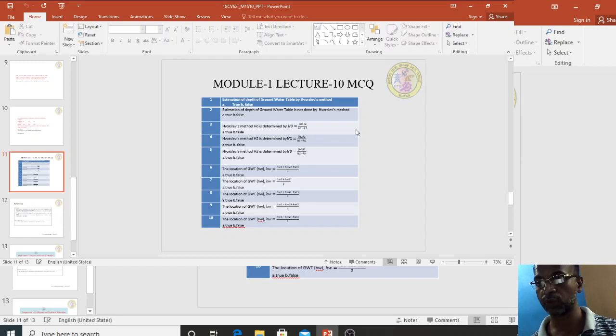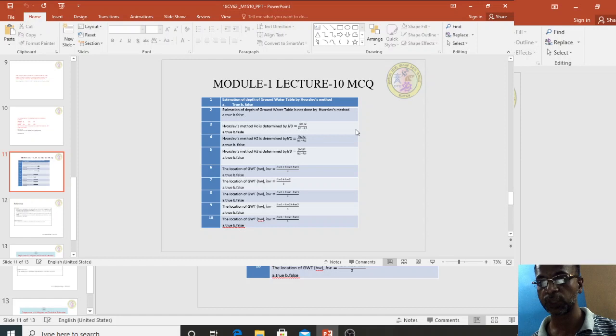Option A, true. The location of groundwater table HW is given by the average of 3 readings: HW1 plus HW2 plus HW3, divided by 3. Option A, true. Location of groundwater table is given by HW1 plus HW2 divided by 3. As it is divided by 3, there should be another term, HW3. Therefore, the statement is false.